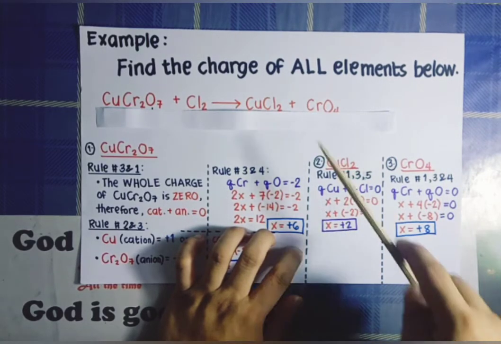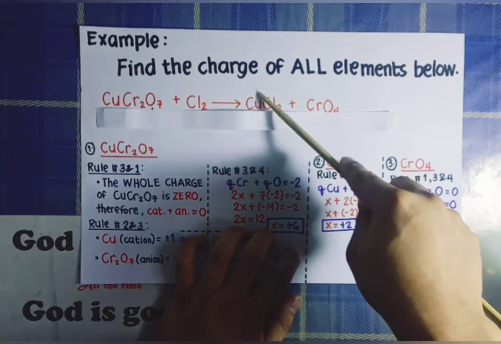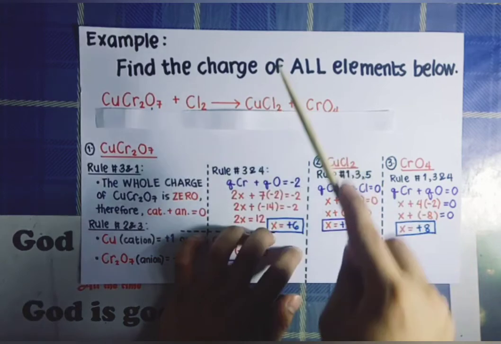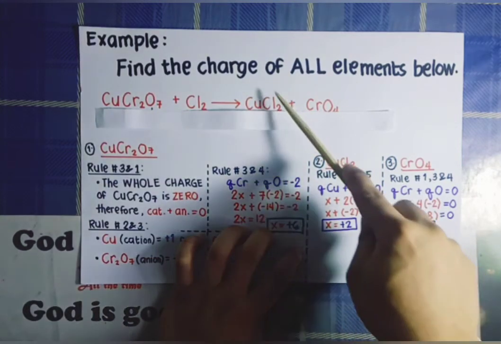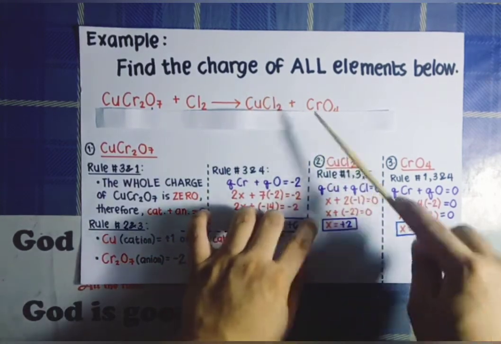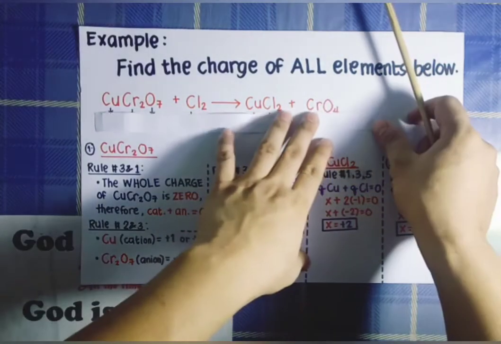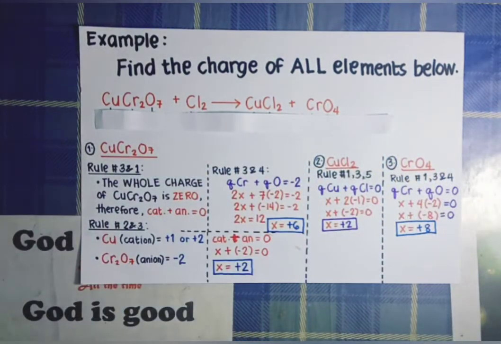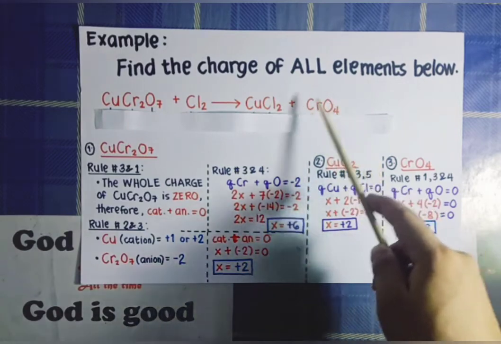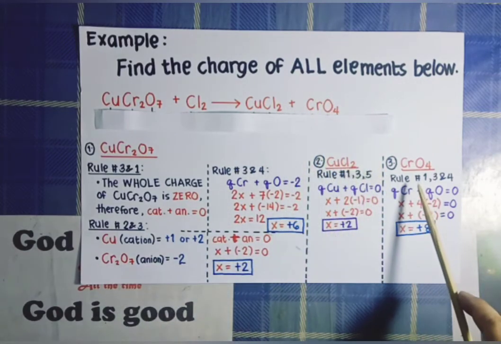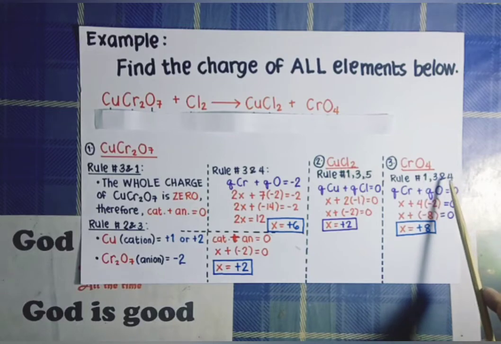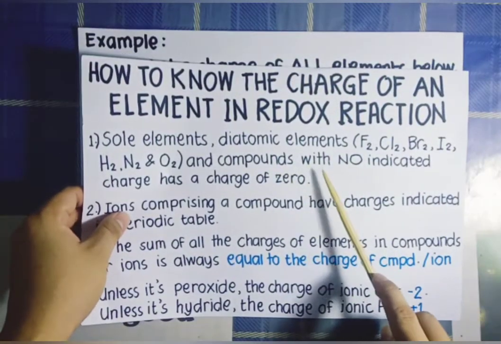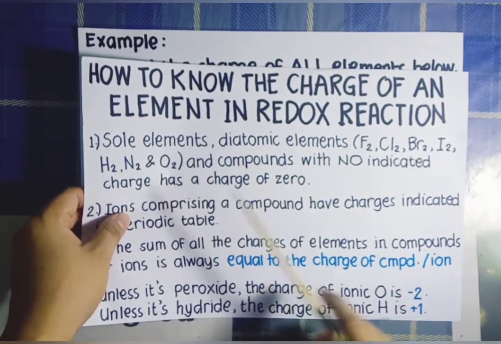Therefore, the charge of our copper here is +2, and according to rule number 5, the charge of chlorine here is -1. And for the last one, we have here the CrO4. What is the charge of CrO4? For us to be able to know the charge of CrO4, we are going to use here the rule numbers 1, 3, and 4. Again, for rule number 1, solo elements, diatomic elements, and compounds with no indicated charge has a charge of 0.